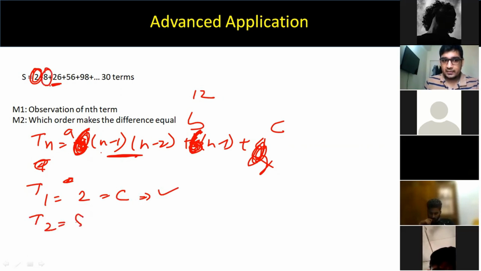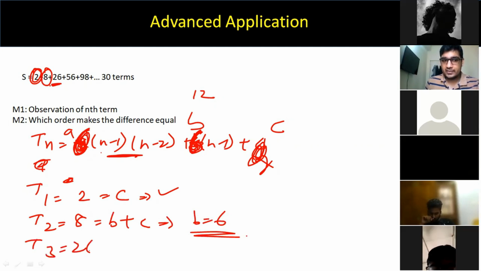Second term is 8. If you put n equals to 2 here, this is 0 because you have a factor of n minus 2. This will be 2 minus 1, 1. So this is b plus c. C की value 2 थी, तो b कितना हो गया? b is 6. Then you find T3. T3 is 26. यहाँ पे put n equals to 3. This is 2 into 1. So 2a plus 2b plus c.